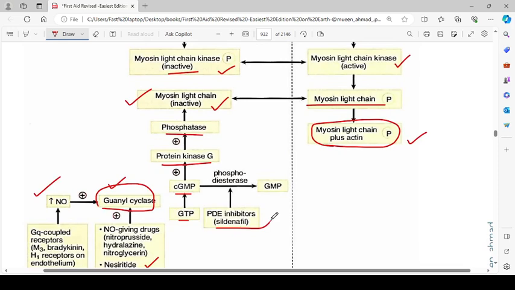Phosphodiesterase inhibitors like sildenafil inhibit the phosphodiesterase mediated conversion of cyclic GMP to GMP and help relaxation of the smooth muscles and thus help in erectile dysfunction.